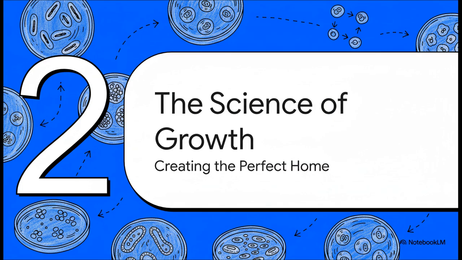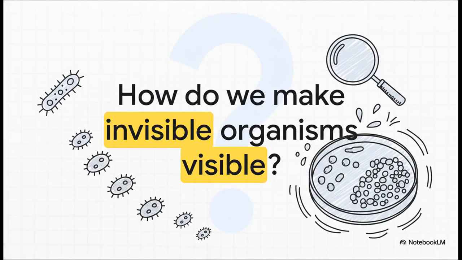Okay, so we know what we're looking for. The challenge now is getting these invisible little microbes to actually show themselves. And to do that, we have to create the perfect environment for them to grow, until there are millions of them. So here's the puzzle, right? How do you take a single invisible bacterium and make it visible to the naked eye? Well, the secret is to give it a 5-star hotel with an all-you-can-eat buffet and just encourage it to multiply into a massive, visible colony.